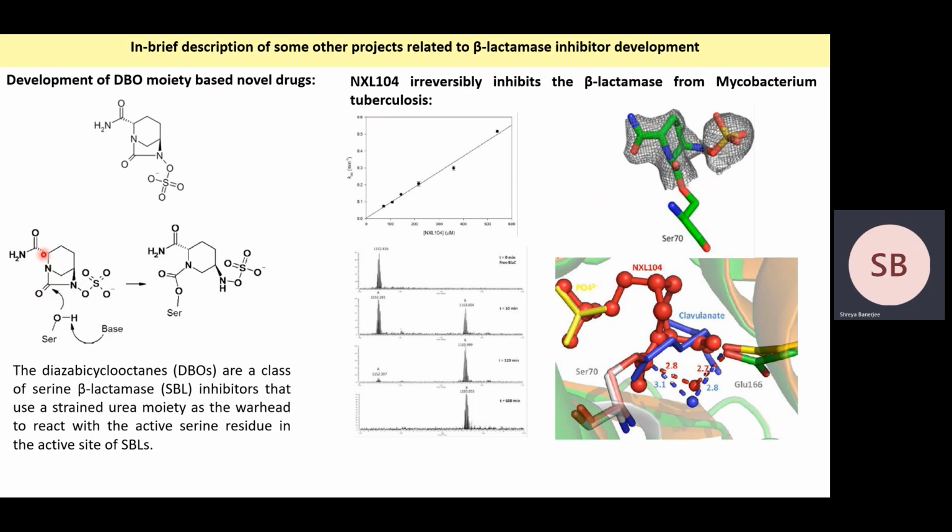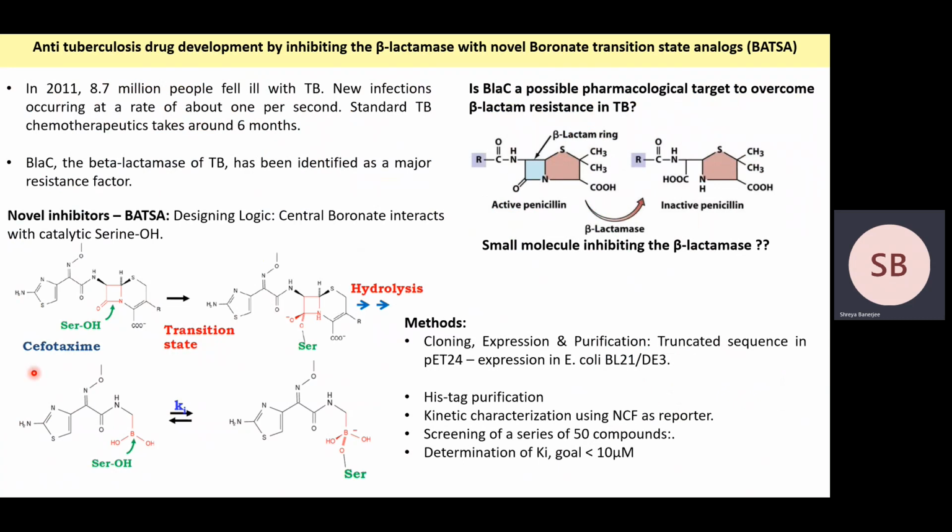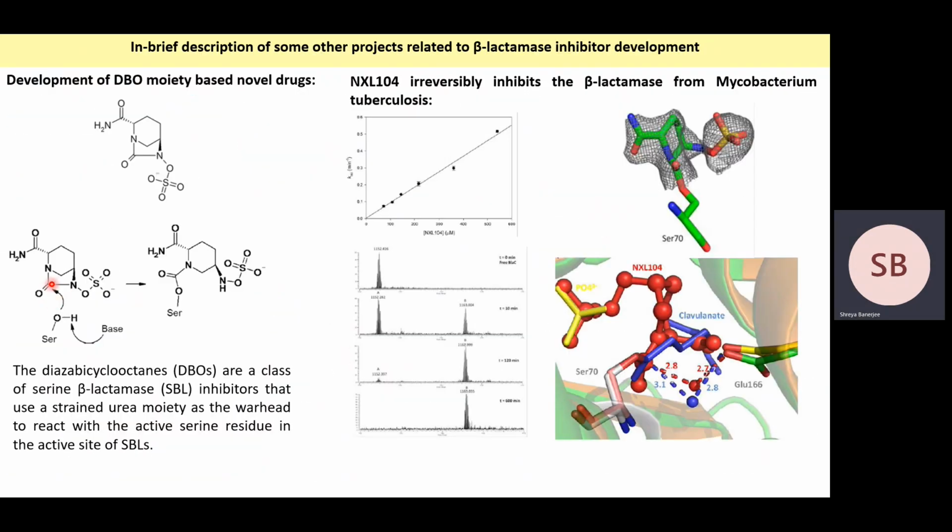This strained urea moiety is used as the warhead to react with the active serine residue in the active site of serine beta-lactamases. So like we saw, serine is responsible for breaking the amide bond in beta-lactams. So if we have this strained urea moiety, this serine will attack the carbonyl of this moiety, and it will get trapped by this diazabicyclooctane, and so it will not be able to break the beta-lactam. So this is how the DBO works.